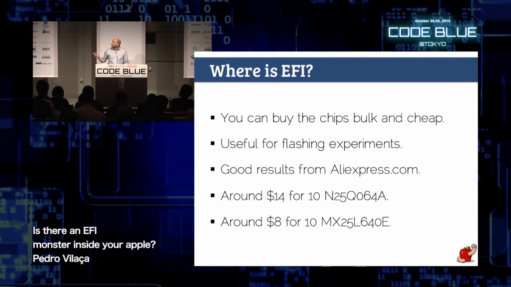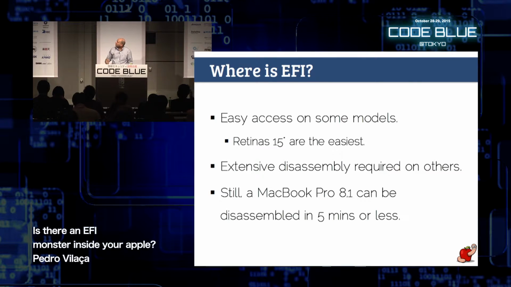If you want to do experiments, you can buy these from AliExpress. You probably have better access to electronics in Japan than I have in Portugal, but they are very easy to buy from there. They are cheap enough. So if you want to do experiments, testing your code instead of going on the machine's chip, you can buy them and that's it. Important thing.